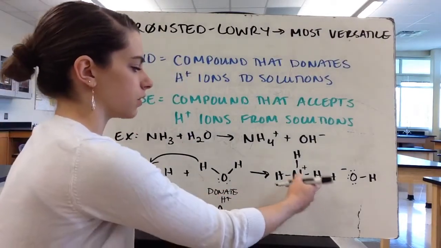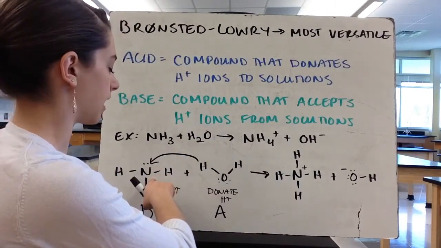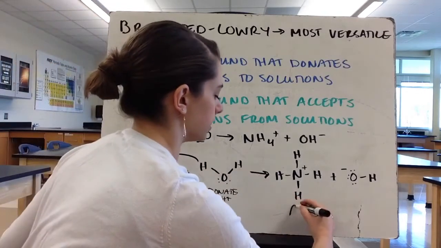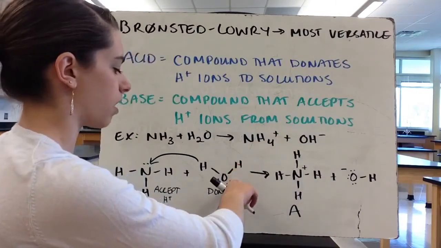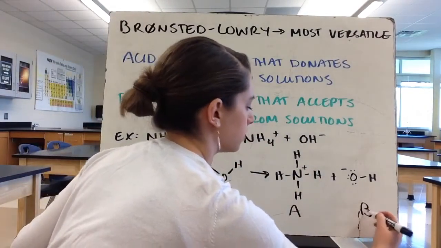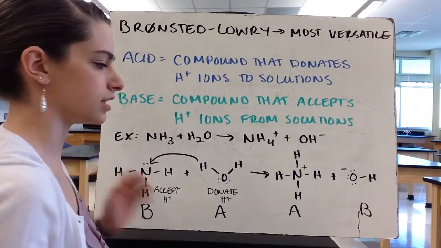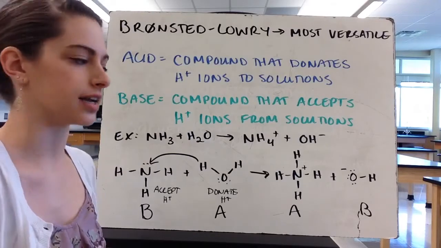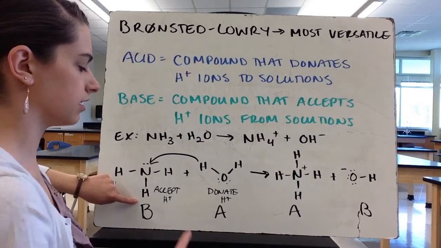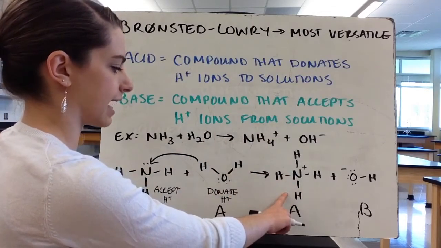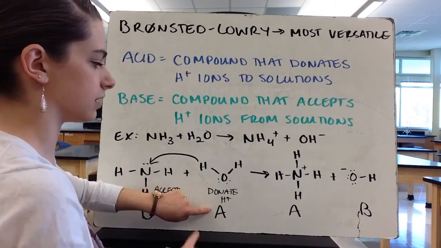If we go the other way, our NH4+ would be the one to donate the hydrogen ion to get back to NH3, so this would also be an acid. And our OH- to get back to our water would have to accept a hydrogen ion, which makes it a base. You'll see these frequently called conjugate acids and conjugate bases. If our NH3 was our base at the beginning, that means at the end it's going to act like an acid. Whereas our water donated the hydrogen, so it acted as an acid at the beginning.